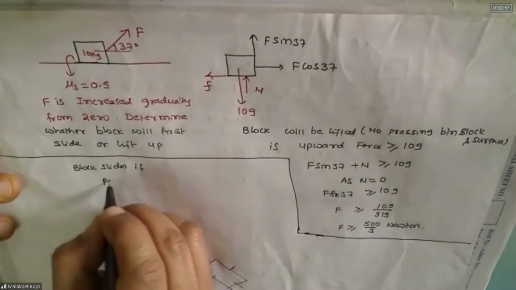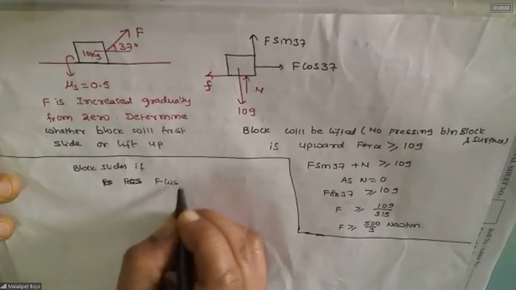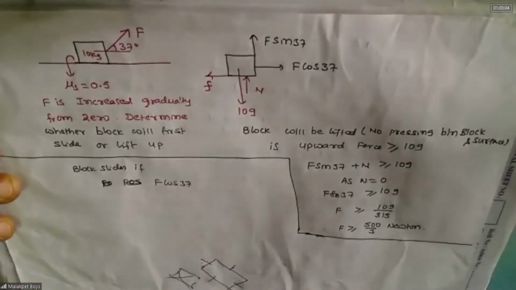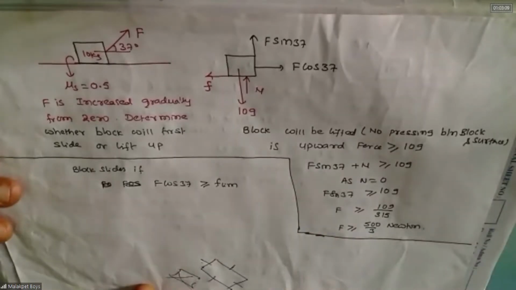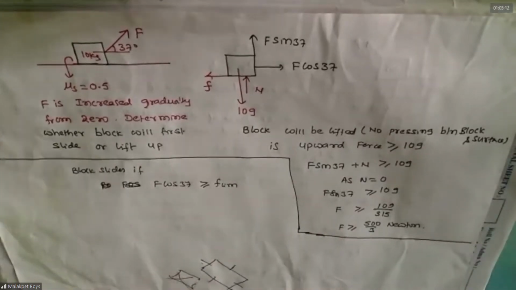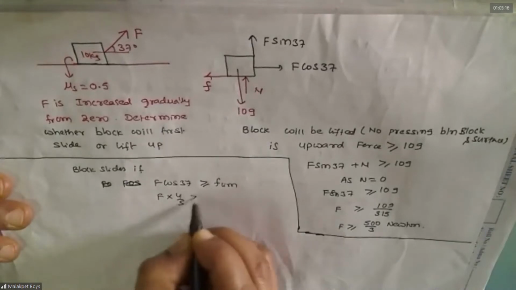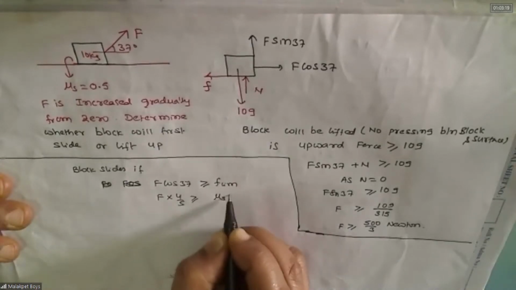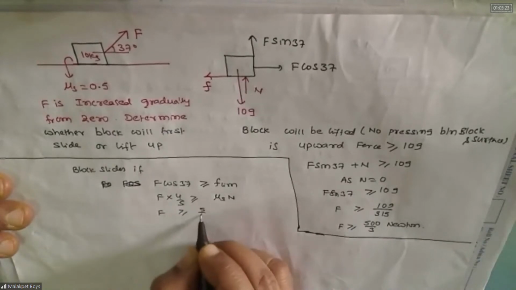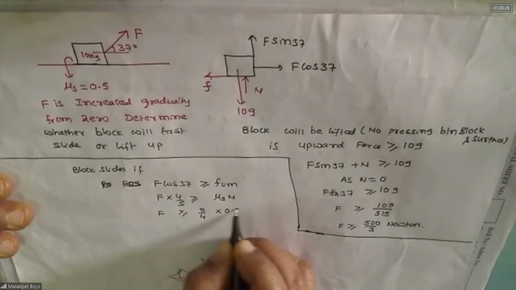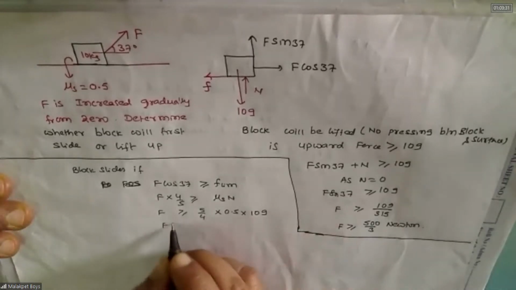So here, when will the block slide? F cos 37 is greater than or equal to limiting friction, no? Yes, sir. Okay, so find out this. What is limiting friction? Mu S into N. Mu s is 0.5. Normal reaction is 10g. Find out this.